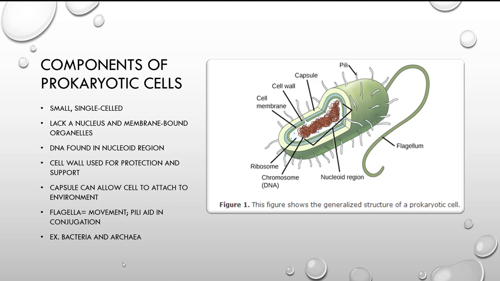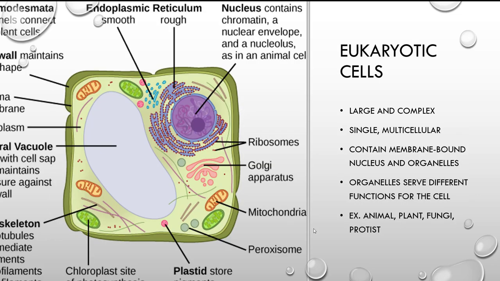So bacteria and archaeans are 2 examples of prokaryotic cells. Well, the only 2 domains. There's nothing else aside from them. All right, and then moving on to our eukaryotic cells.